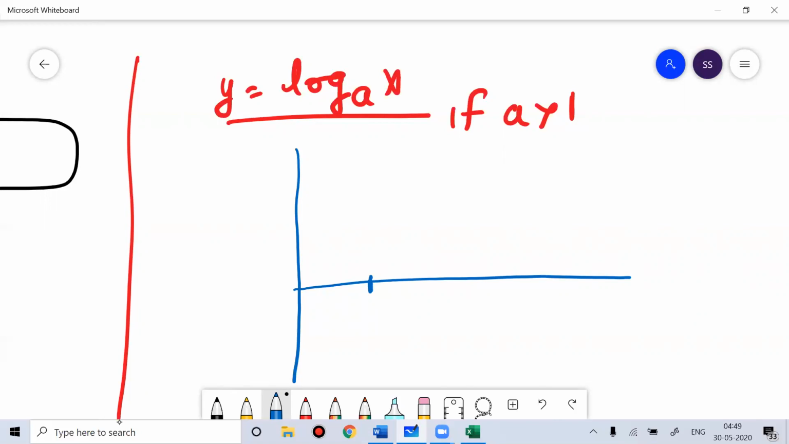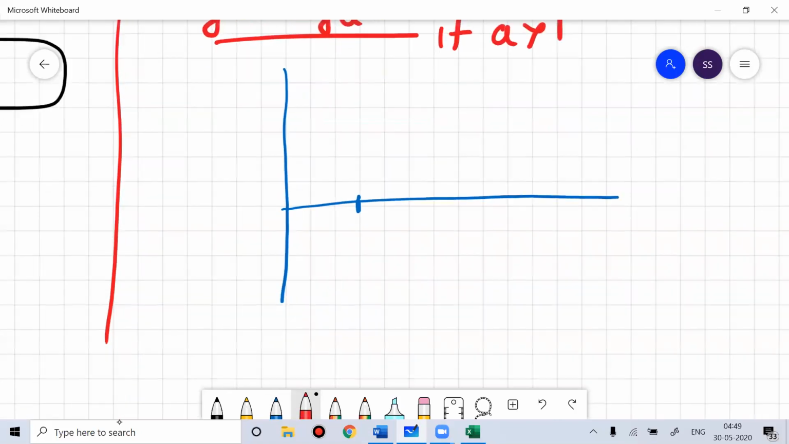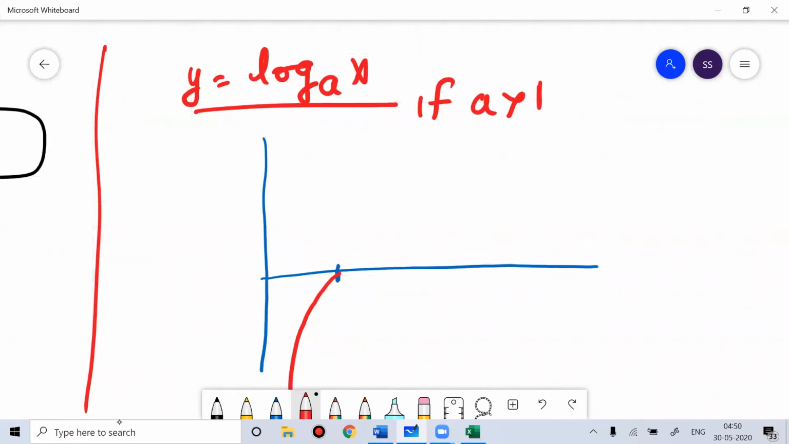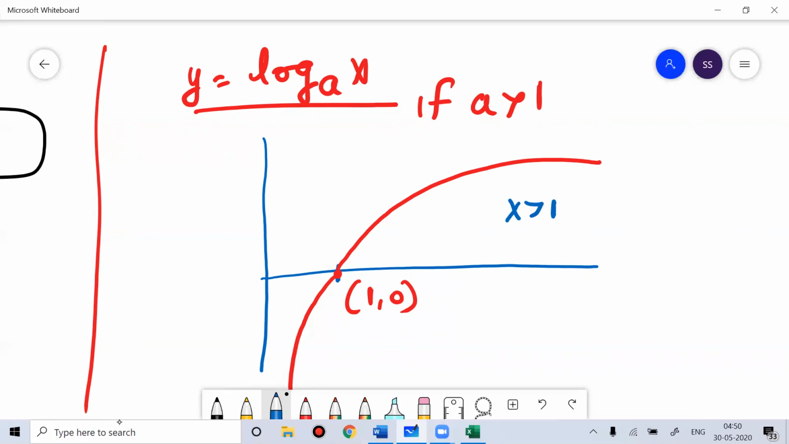If you plot the graph, any number between 0 and 1 gives a negative value of log. At x equal to 1, you get y equal to 0, and the graph would be like this. This is the graph of log base a of x if a is greater than 1. For any value greater than 1, you get a positive value of y.